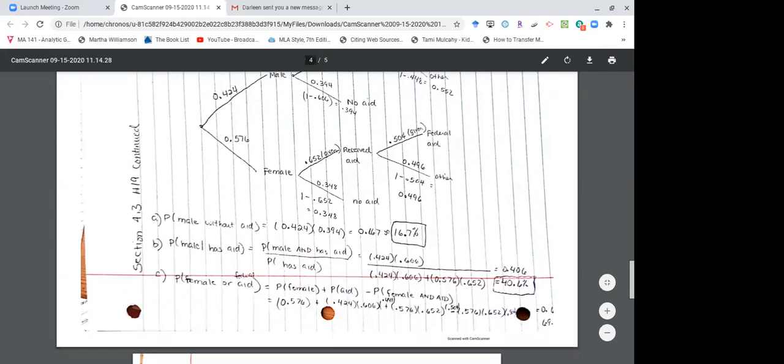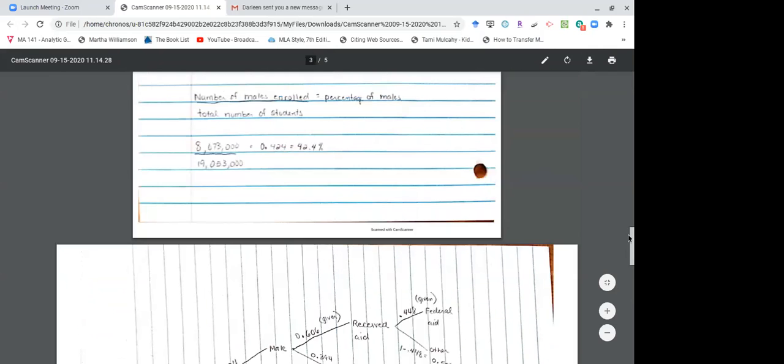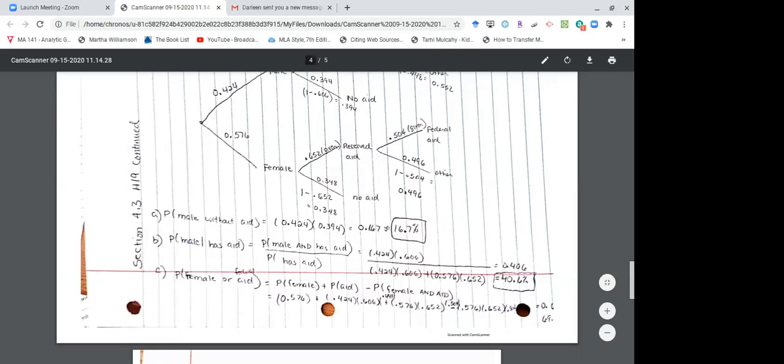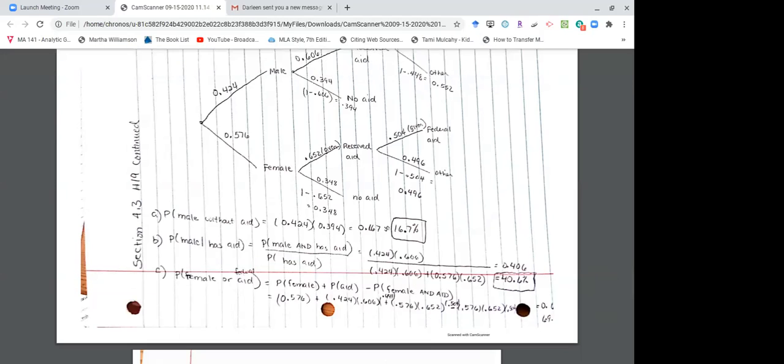Now part C relates back to that mutually exclusive idea again. We want to find the probability that the person is female or they have aid. So this could be a female, regardless of whether they have aid or not, or somebody who has aid, whether they're female or male. So we have the probability of being female plus the probability of having aid minus the probability of having female, and I should have said federal aid. This should be female and federal aid. So this is federal aid.